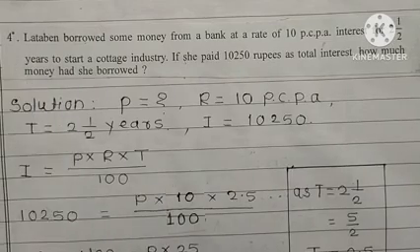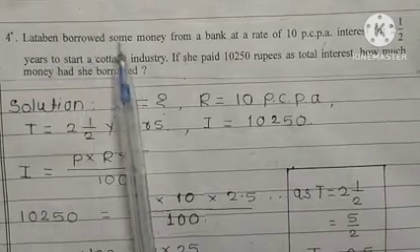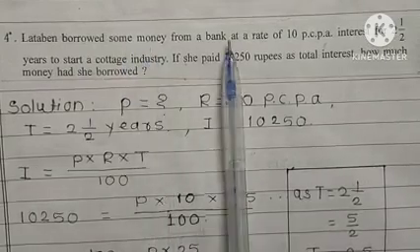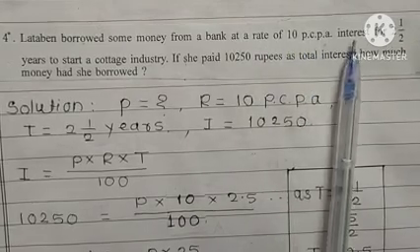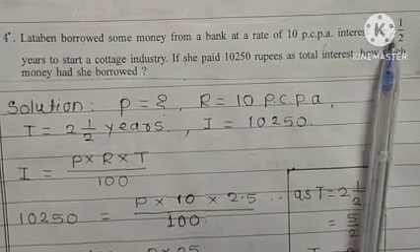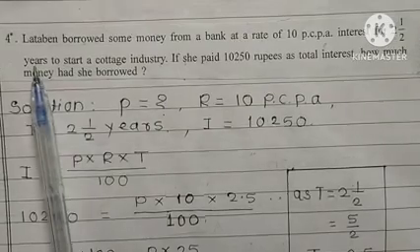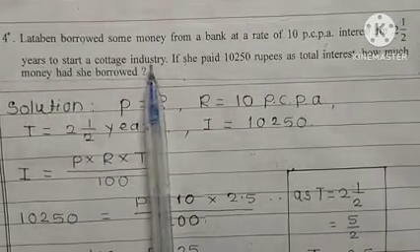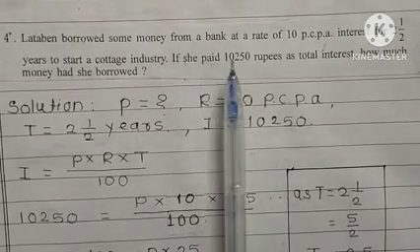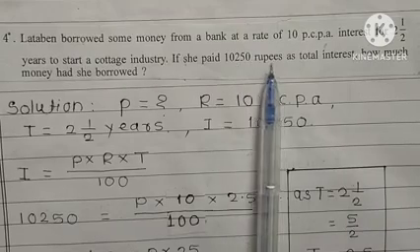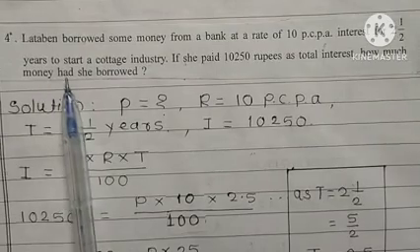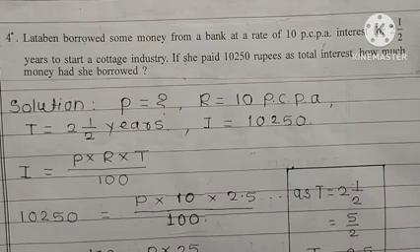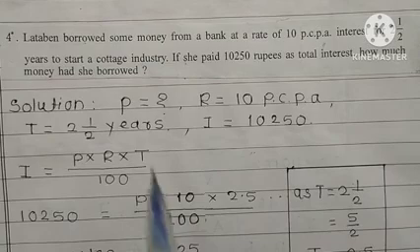Example 4. Lataben borrowed some money from a bank at a rate of 10 per cent per annum interest for 2.5 years to start a cottage industry. If she paid 10,250 rupees as total interest, how much money had she borrowed? So first of all, read the example carefully.